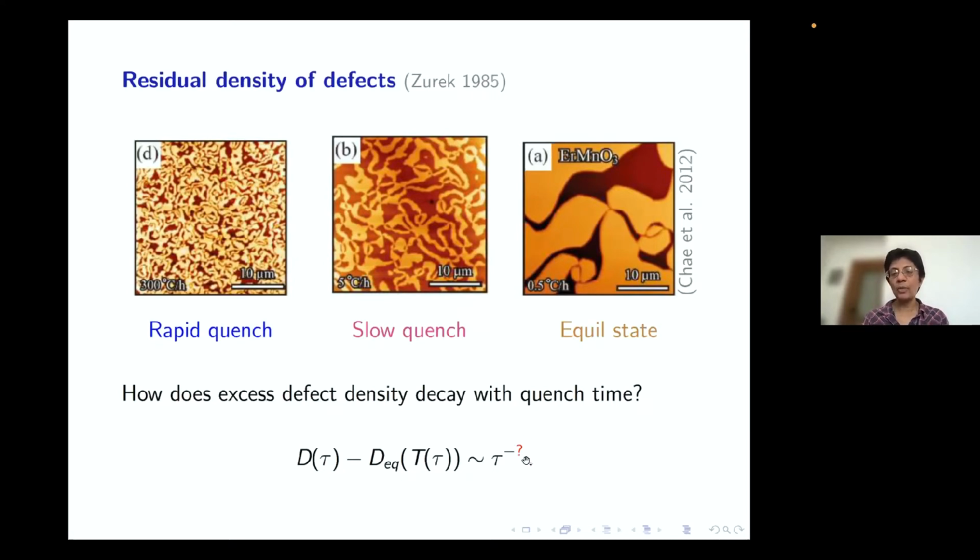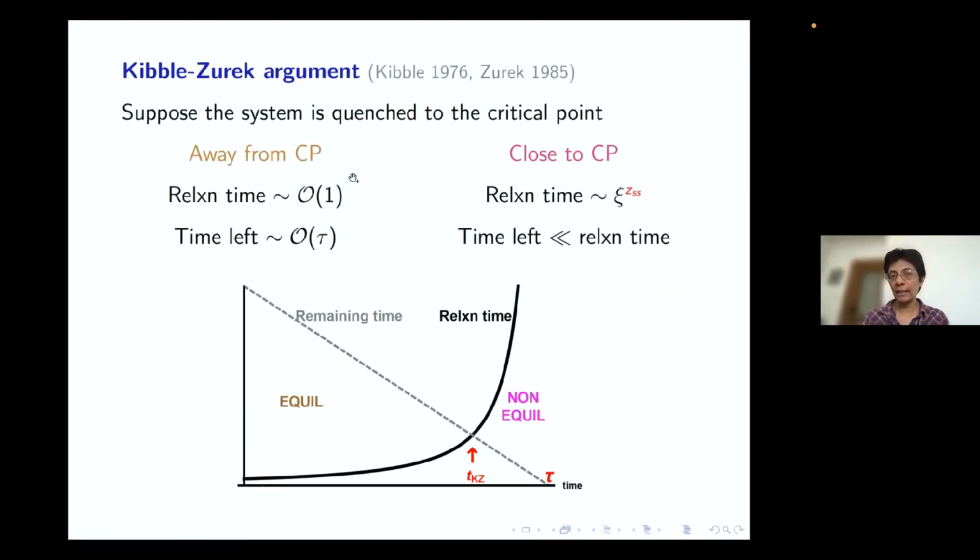There's a very standard argument to understand this exponent, which goes by the Kibble-Zurek argument. And for concreteness, I'm going to assume all through that we are going to quench the system to the critical point. The argument says the following, that there are two time scales in this system. One is the relaxation time, and the other is this quench time tau. Suppose we are away from the critical point, then the system is in the disordered state where, because the temperature is still changing, it is slightly away from its true equilibrium state, but the relaxation time is of order 1. But the time that is left for it, the remaining time till we stop our simulation, is of order tau. Therefore the system is able to relax and is basically in equilibrium.